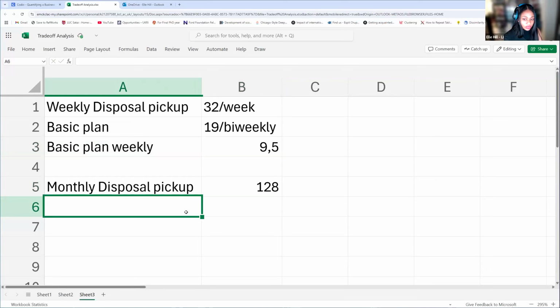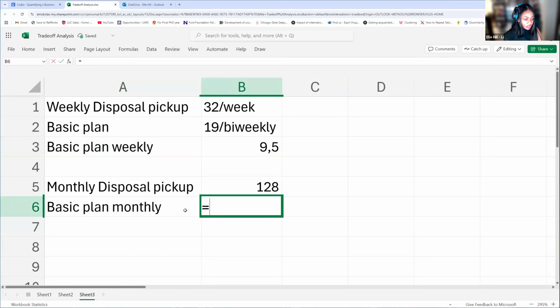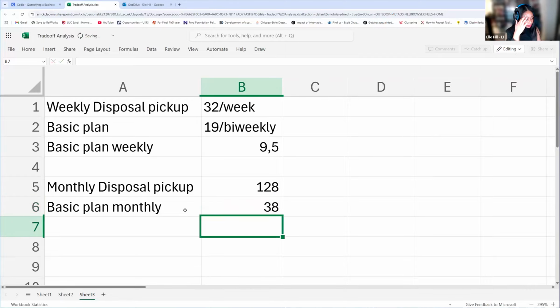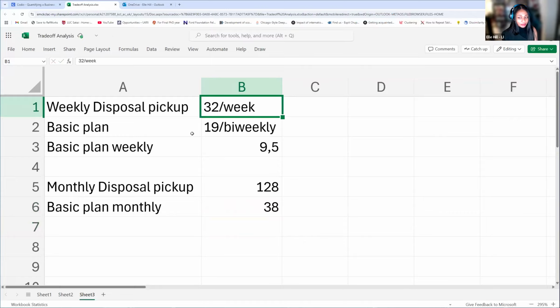So now we're going to do our basic plan monthly. Amazing. You're beating me to it. So we're using this $9.50 times 4 to scale it up to monthly. Is this okay so far? I just want to make sure I haven't confused anyone by the previous things. So right now we've taken our weekly conversion and we've turned the basic plan into weekly and we're scaling it up to monthly. So that's all we've done so far. Okay, and I'll explain why we're doing this afterwards too.